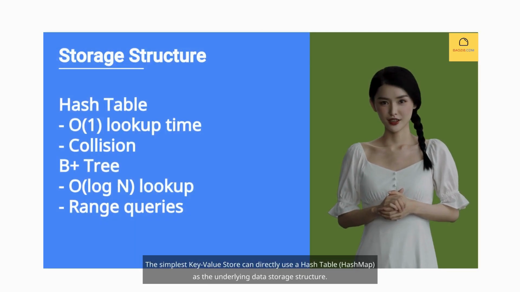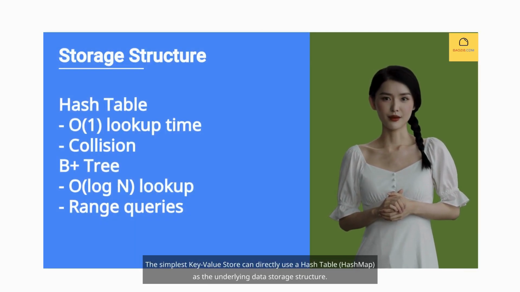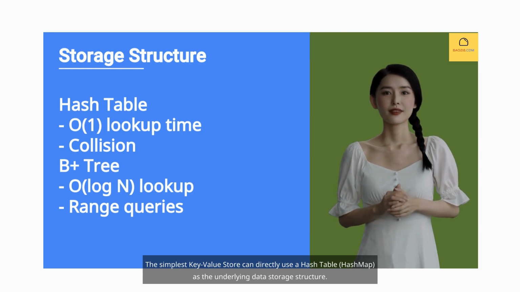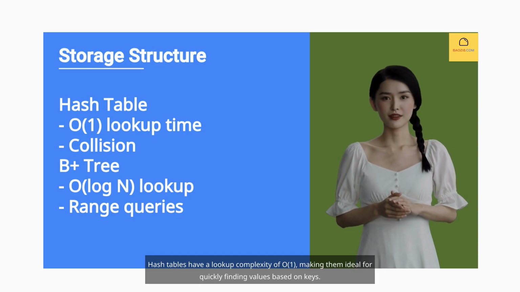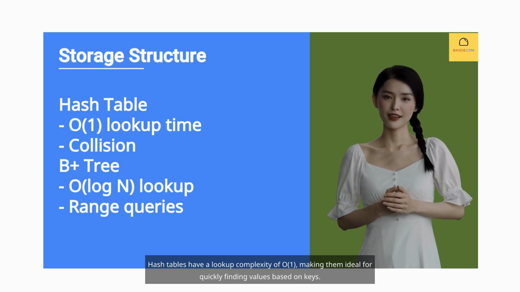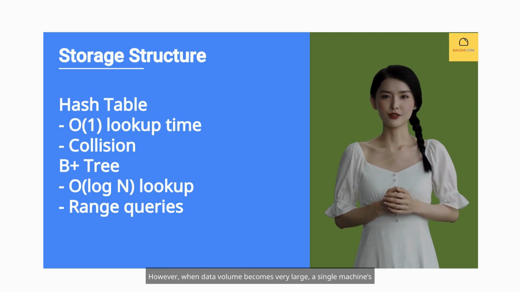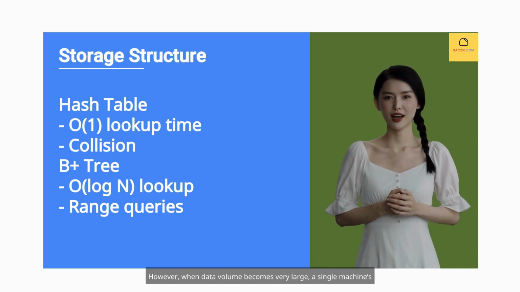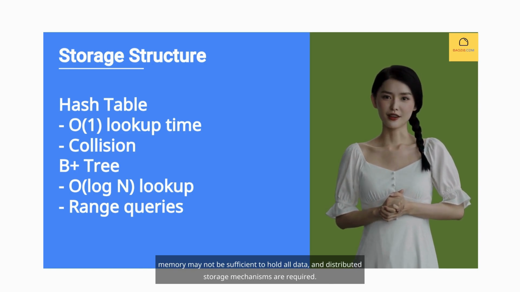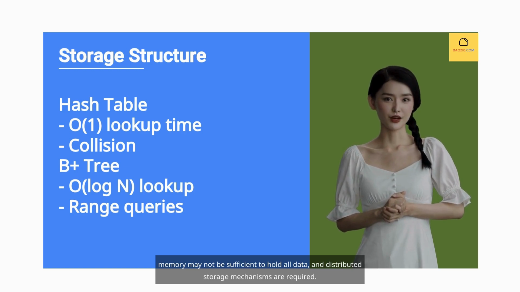The simplest key-value store can directly use a hash table, hash map, as the underlying data storage structure. Hash tables have a lookup complexity of O(1), making them ideal for quickly finding values based on keys. However, when data volume becomes very large, a single machine's memory may not be sufficient to hold all data, and distributed storage mechanisms are required.